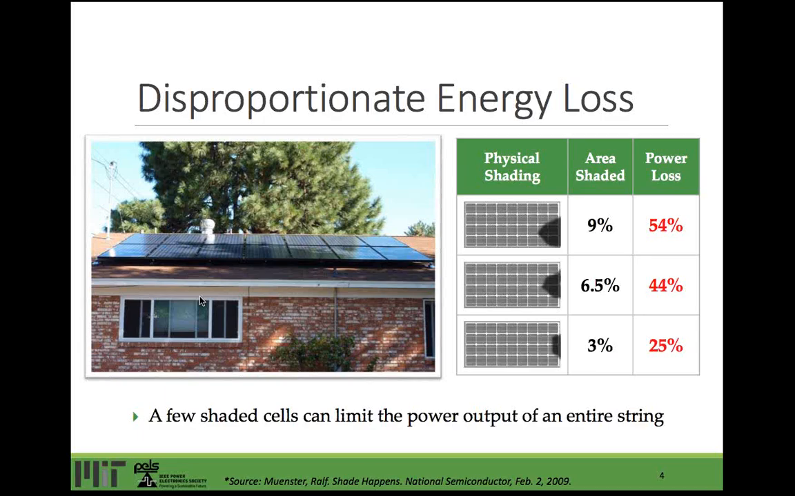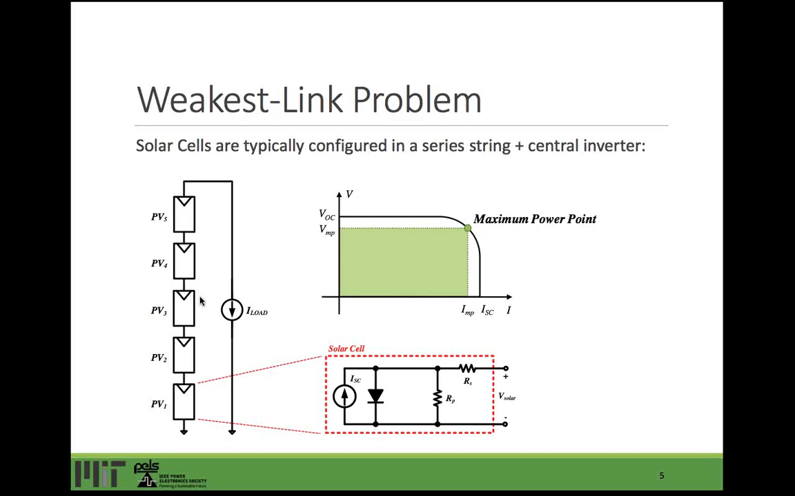Solar cells and solar modules are traditionally connected up in a series string, because stacking the cells and the panels together conveniently allows us to create a high enough voltage necessary to interface with a grid-tie inverter. So this configuration is also what creates what we call the weakest link problem.